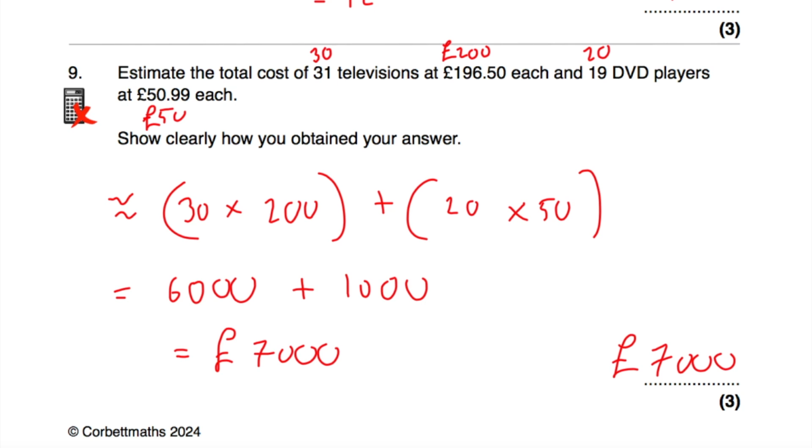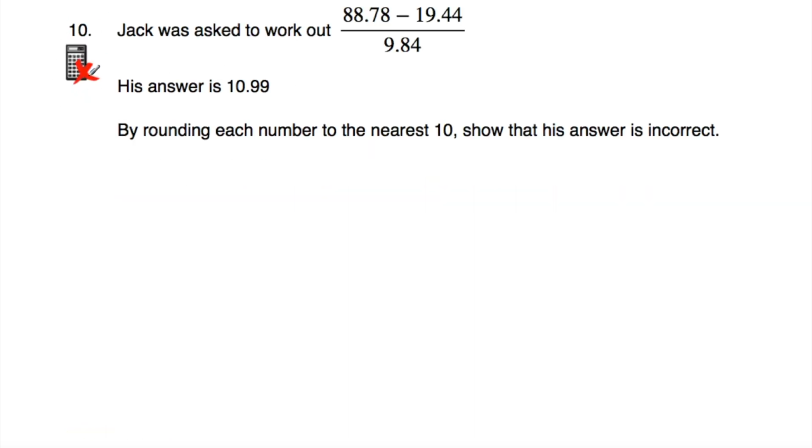Okay, let's look at our next question, question number 10. So in question number 10, we're told that Jack was asked to work out 88.78, subtract 19.44, divided by 9.84. And his answer is 10.99. And by rounding each number to the nearest 10, show that his answer is incorrect.